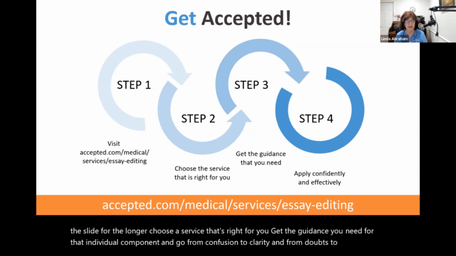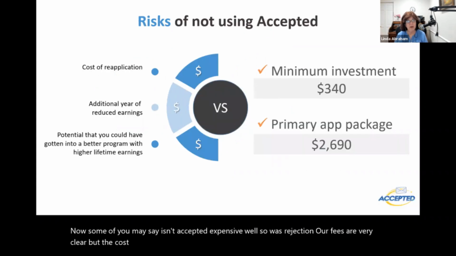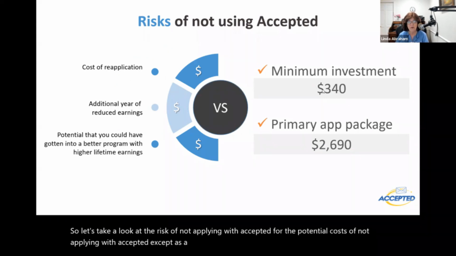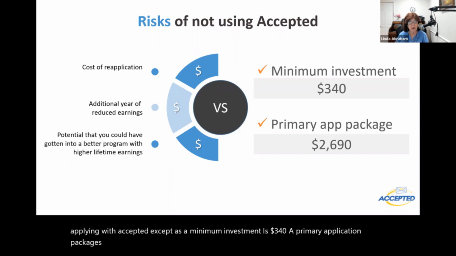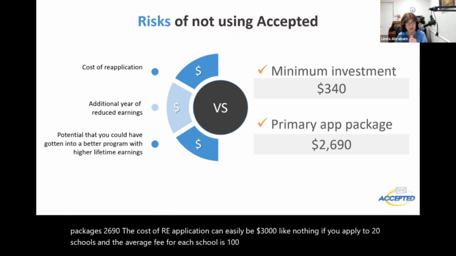Now, some of you may say, isn't Accepted expensive? Well, so is rejection. Our fees are very clear, but the cost of rejection is not quite as obvious, even though it can be significantly higher. So let's take a look at the potential cost of not applying with Accepted. Accepted's minimum investment is $340. A primary application package is $26.90. The cost of reapplication can easily be $3,000, like nothing. If you apply to 20 schools and the average fee for each school is $150, you're at $3,000.